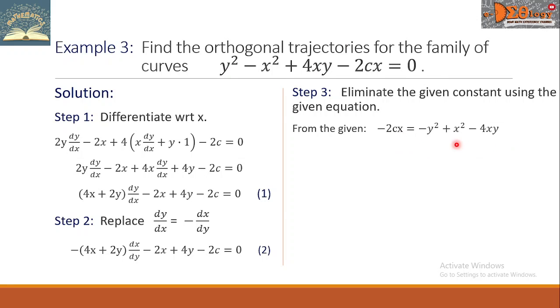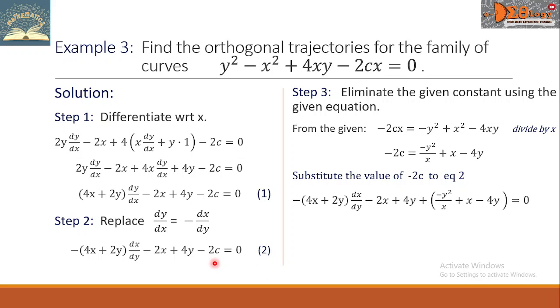Simplifying further, let us divide the equation by x. The left side becomes negative 2c equals negative y squared over x plus x minus 4y. And then we substitute the value of negative 2c to equation 2. Our equation 2 is here. This negative 2c now becomes this value in the grouping symbol. Then we will remove the grouping symbol and combine like terms. So the new equation becomes like this.